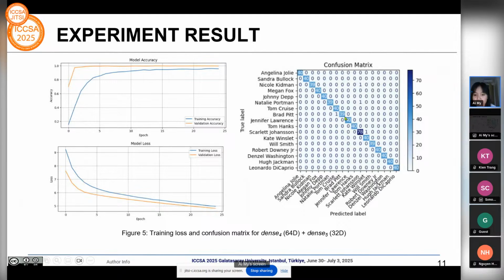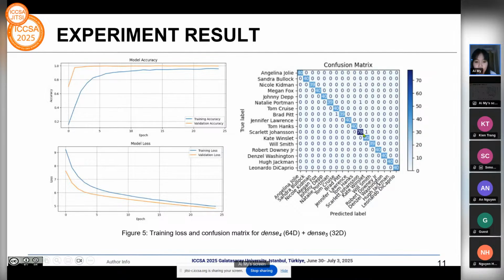This confusion matrix visualizes how well the model distinguishes 17 celebrities. We see most values are along the diagonal, meaning correct predictions. Some classes like Angelina Jolie, Tom Cruise, and Leonardo DiCaprio have perfect accuracy, 40 out of 40 correct. Even for Scarlett Johansson, with 79 images, the model only made one mistake.